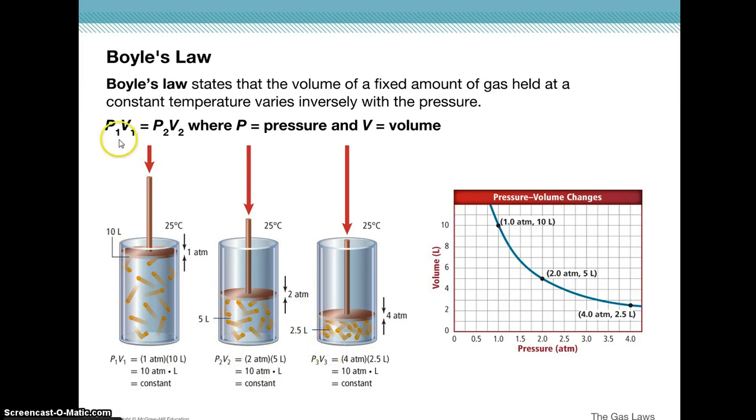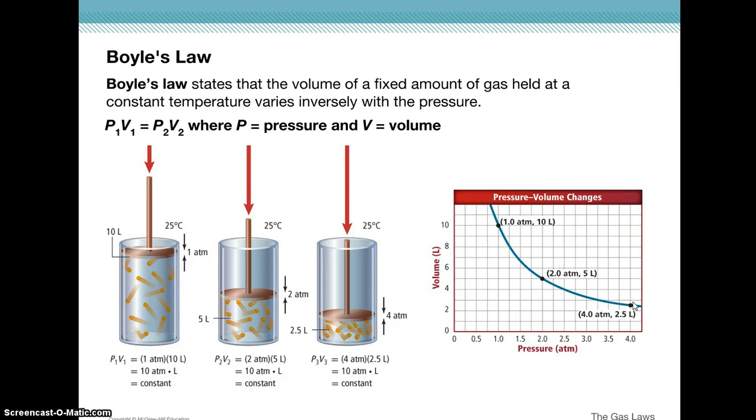And our formula for Boyle's law is P1V1 equals P2V2. So if we multiply pressure times volume, if one goes up, the other has to go down to keep that constant. Okay, and that's what it's showing you here. And this is what our graph would look like. If we were to graph pressure versus volume, as we are decreasing the volume, then our pressure is increasing.